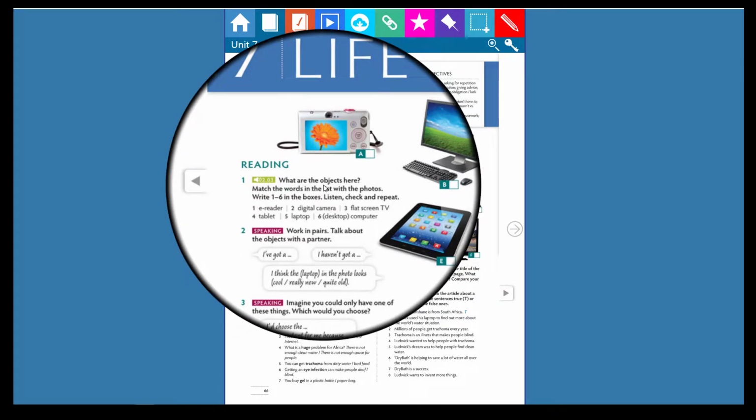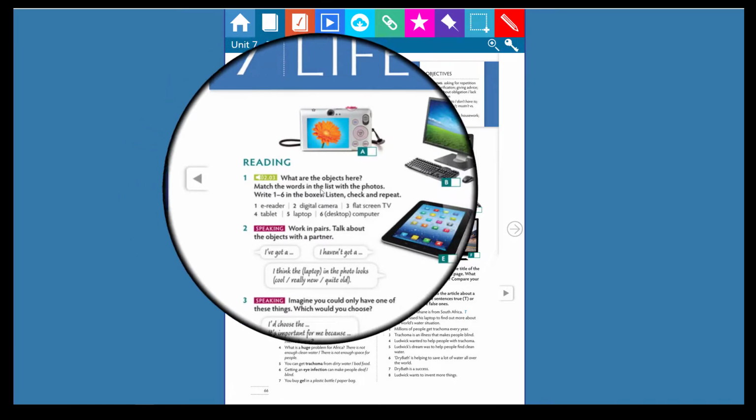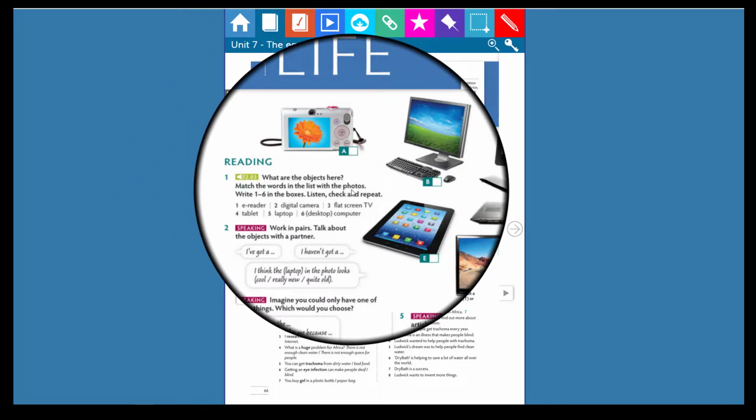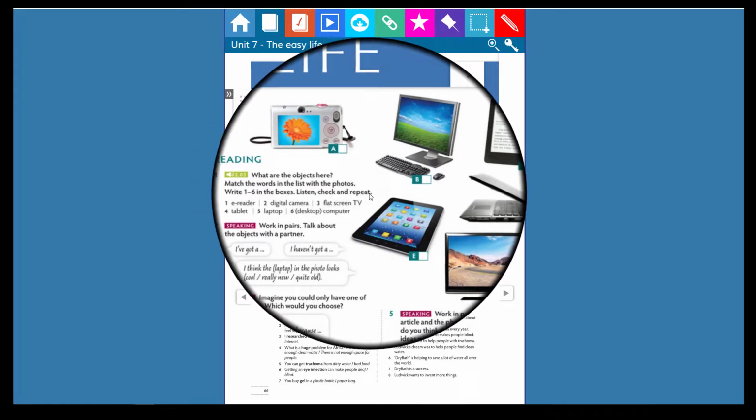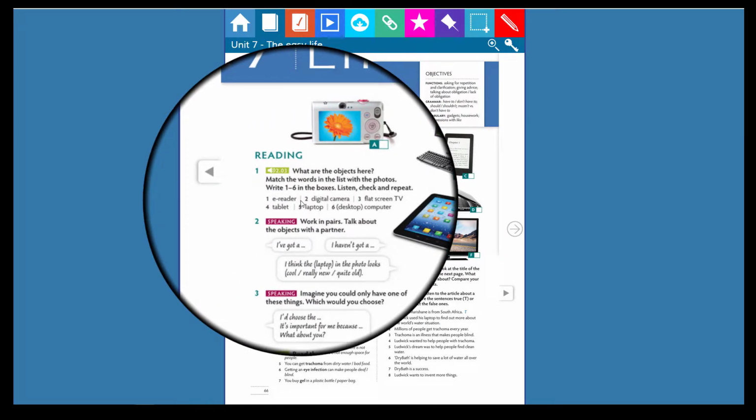What are the objects here? Match the words in the list with the photos. Write 1 to 6 in the boxes. Listen, check, and repeat. So here we have the names of these objects, and the idea is that you match each name with each picture.